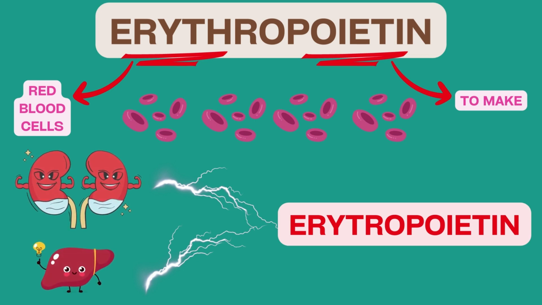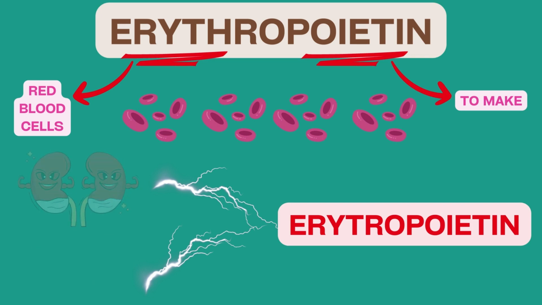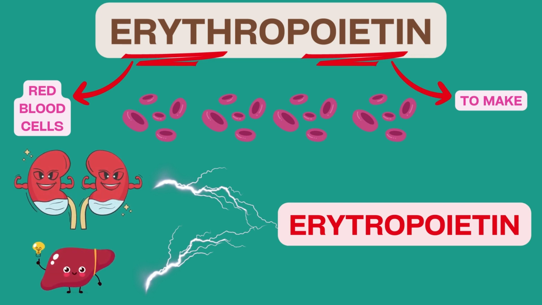Hello, today we are going to discuss erythropoietin, its production, mechanism, conditions that alter the production, as well as a brief glimpse of exogenous erythropoietin. The word erythro means red blood cell and poietin means to make, so erythropoietin means a hormone that makes the red blood cells.